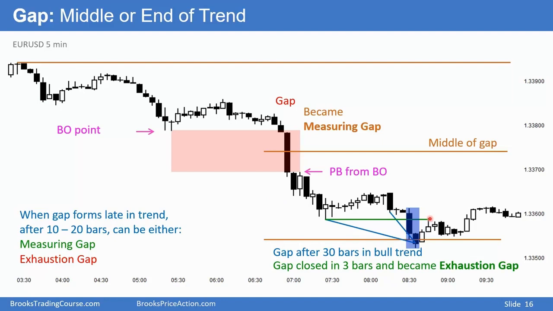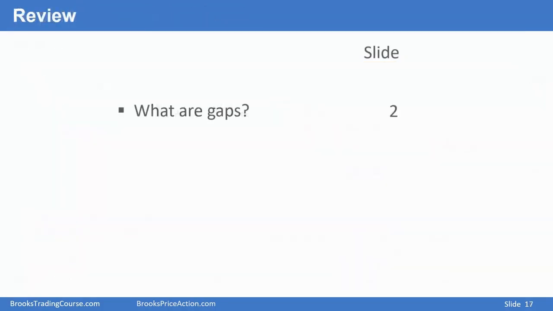Once the gap closed, it became an exhaustion gap. I use the term gap differently from just about anyone else. I use it in a way that's useful for traders. A gap is simply the space between the current price and some support or resistance.